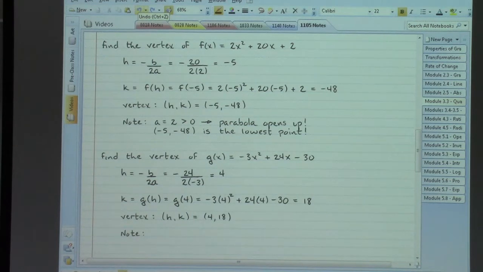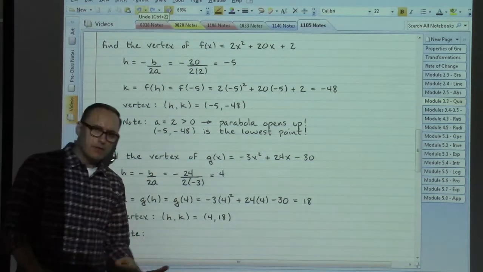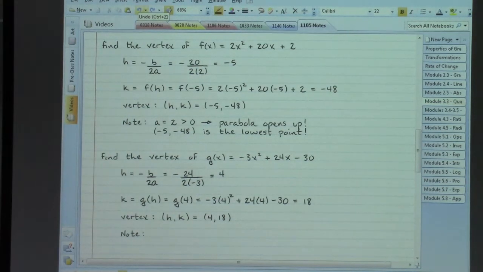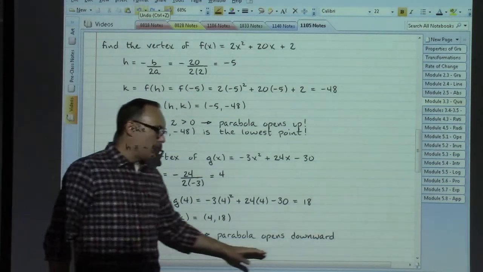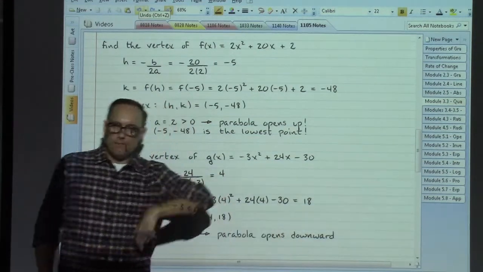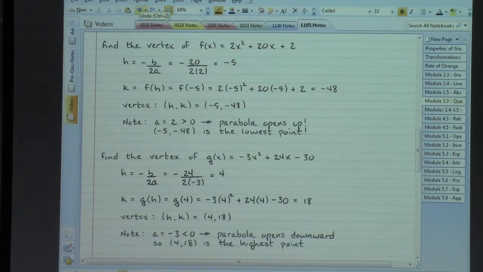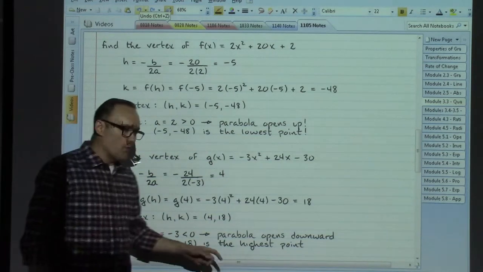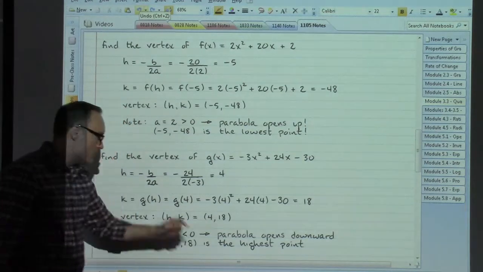And again, let's make a real quick side note here. What's going on with that vertex? Can we be a little bit more specific about that? Well, sure we can. So we have the a value that we commented was a negative. So that would mean that this parabola opens downward. Because this parabola opens downward, that would then mean that our vertex is officially the highest point. So 4, 18 is the highest point on that parabola that we've got.